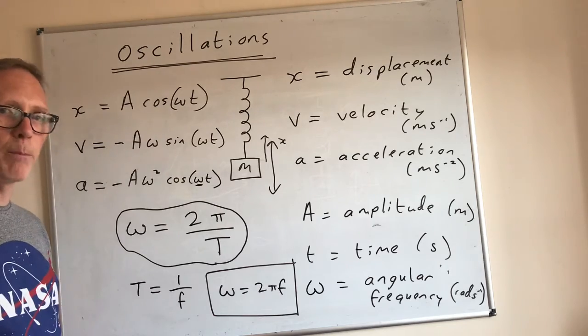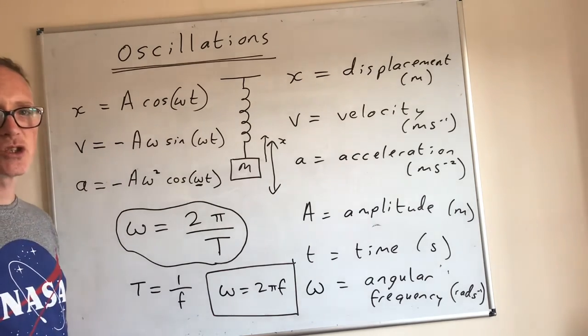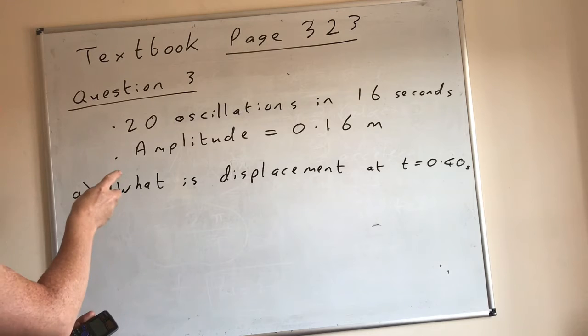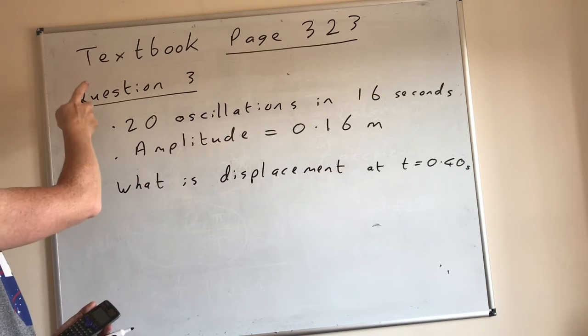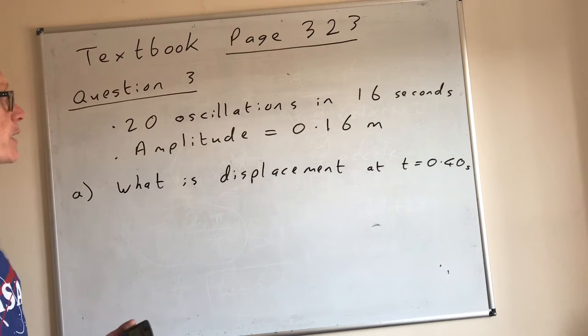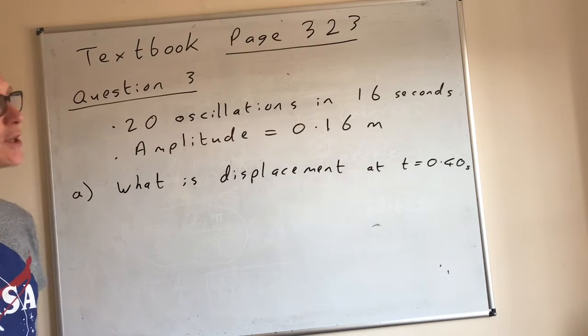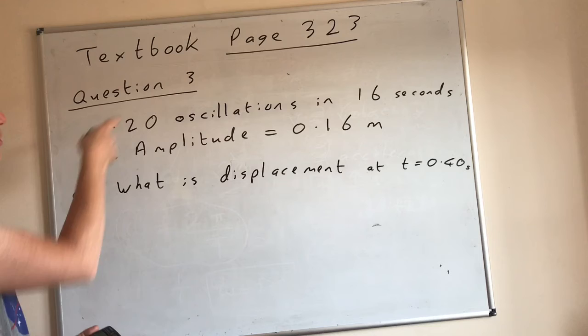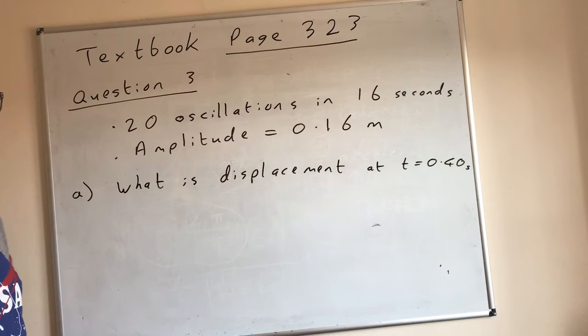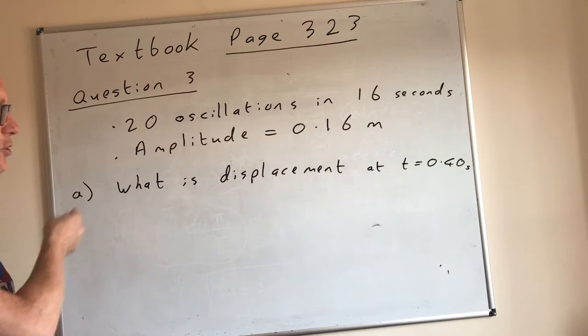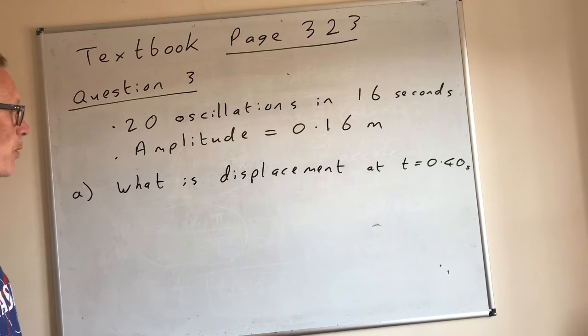So let's try one problem using these equations. So here is one of the problems that we're going to do today. From the textbook, page 323, we're going to do the questions at the end of this chapter. Now I've chosen question 3 because I think at this point the questions start to get harder. You might find the early ones easier to do. And I'll show you how I'm going to do this particular problem.